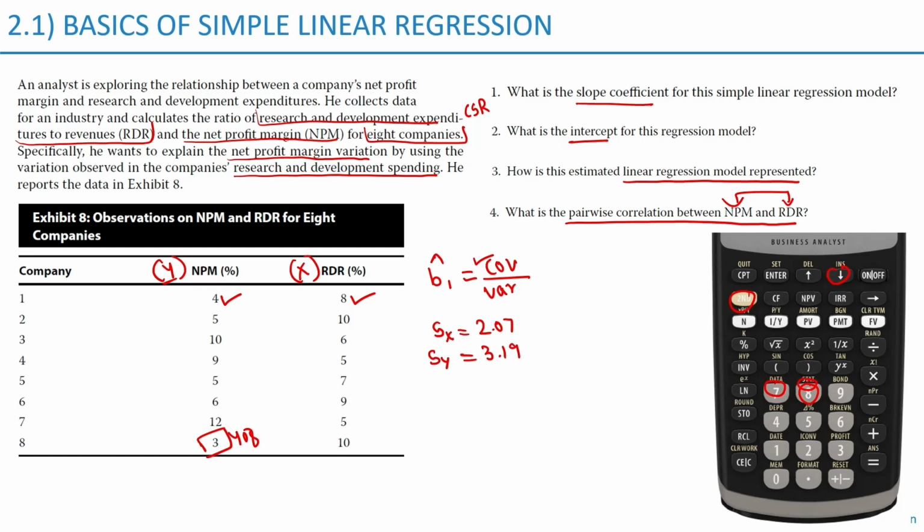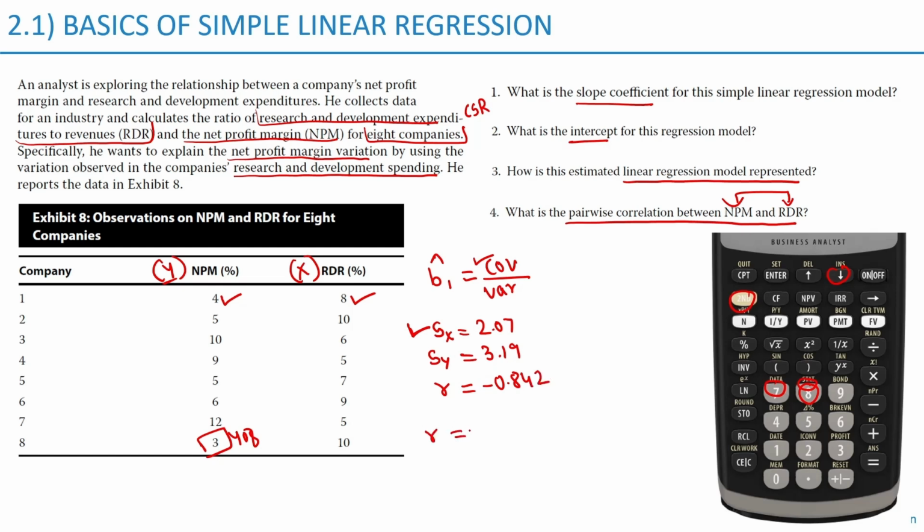Be careful that we have two standard deviations. One is represented by Sx, another one is represented by sigma x. Sx represents the sample standard deviation, whereas sigma x represents the population standard deviation. Because we are using the sample data, we are concerned with the sample standard deviation. And again press the down arrow key until you find the correlation, which is negative 0.842.